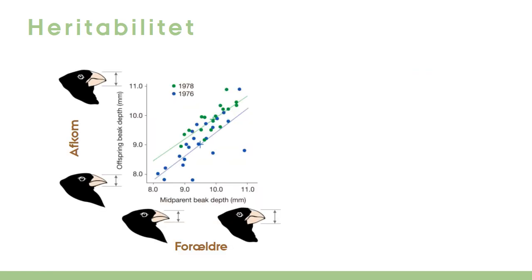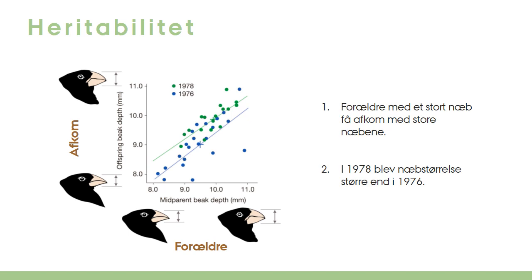So here we have an example with birds, and this is a real life example. And I'm going to make 2 observations about this graph. On the x-axis, we have the parents, and it's about the beak depth. No clue what this is, but apparently something about how big the beak is. And then on the y-axis, we have the offspring's beak depth. The first observation that I make is that parents with a big beak have offspring with larger beaks. And I also see that in 1978, beak size was higher, bigger than in 76.